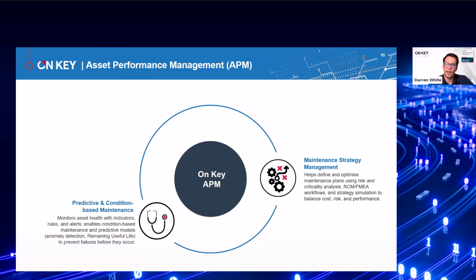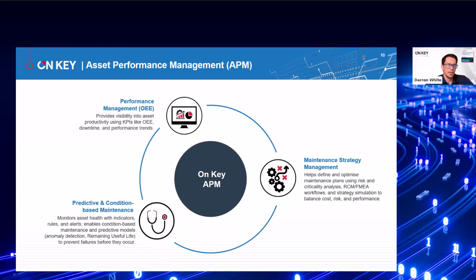Next, if you have identified your critical assets and you determined that predictive maintenance makes sense for them, this is where you understand and monitor the health of your assets, and you use prediction models like remaining useful life or anomaly detection models to help you maintain that asset a little bit more intelligently.